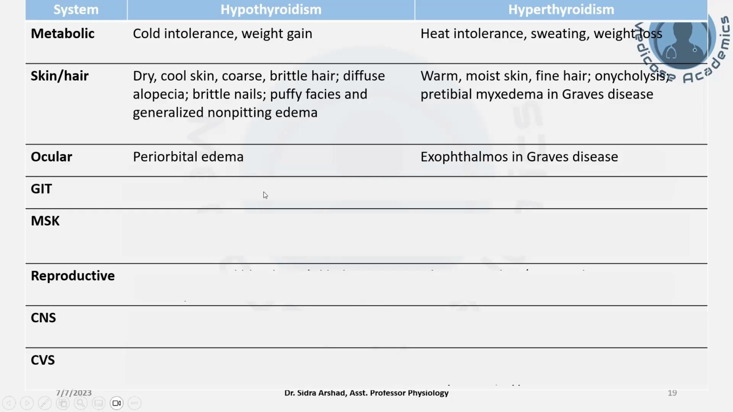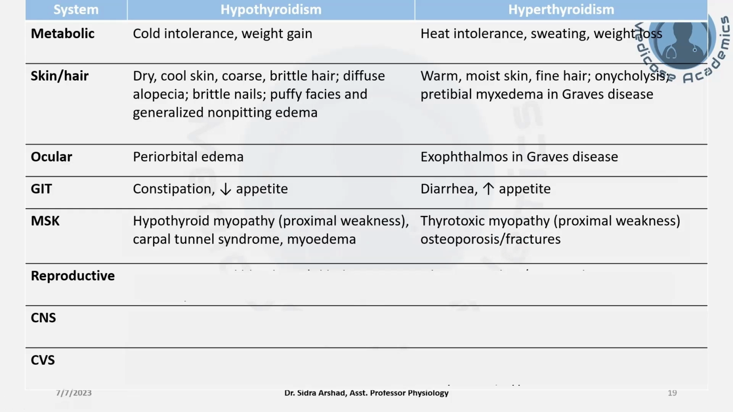In the GIT, thyroid hormones are responsible for increasing GIT motility. So in hypothyroidism, the motility is decreased, so there is constipation and a decrease in appetite. In hyperthyroidism, there is diarrhea, but there is an increase in appetite because more and more calories are being burned. However, hyperthyroid individuals are actually quite thin and lean because their protein is being broken down and their calories are being burned. So in spite of the increase in appetite, they are actually losing weight.